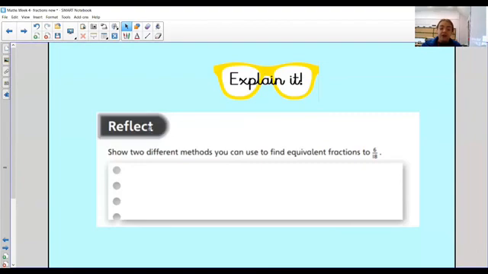Finally, then, you'll reflect and you show 2 different methods that you could use to find equivalent fractions to 6/18. So they've given you that fraction. They want you to find 2 other equivalent fractions using 2 different methods. Now, we've done 2 different days of learning on our equivalent fractions. So there's 2 different ways that we have already given you there.